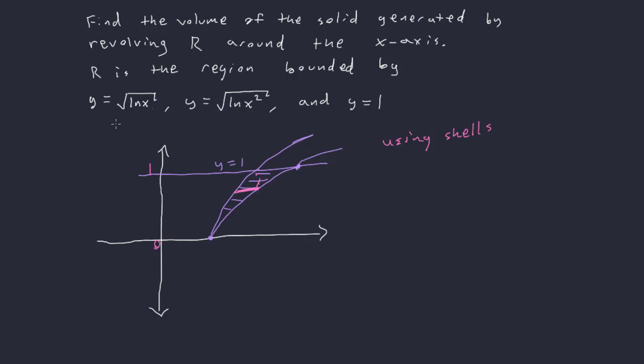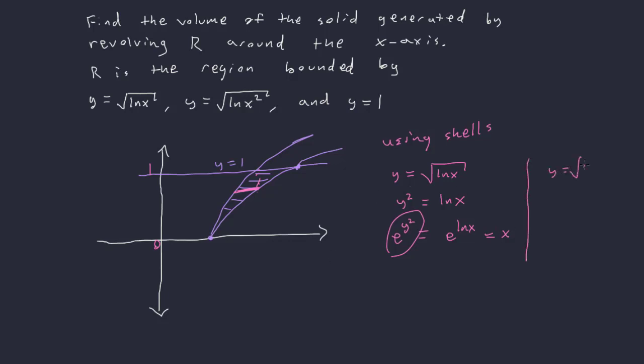I just need to solve these guys in terms of x. So for y equals the square root of the natural log of x, we'll square both sides. So y squared is equal to the natural log of x. Then e to both sides, right? To get x is equal to e to the y squared. And for the other one, you do the same thing.